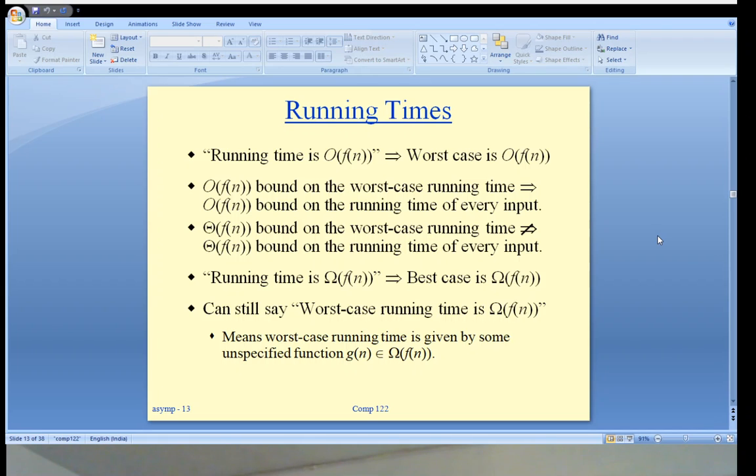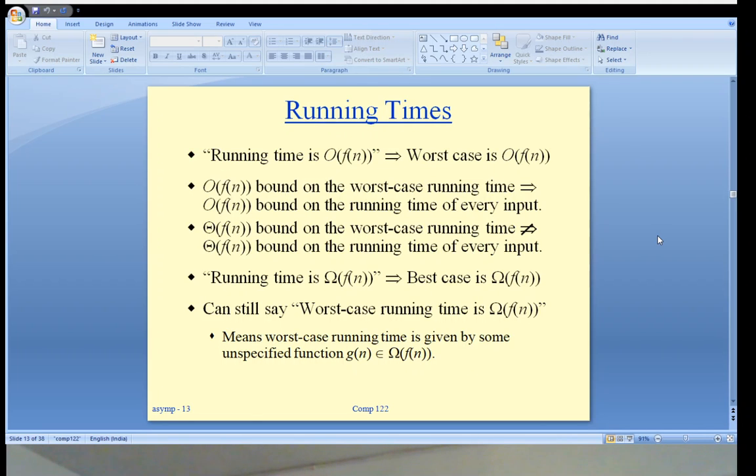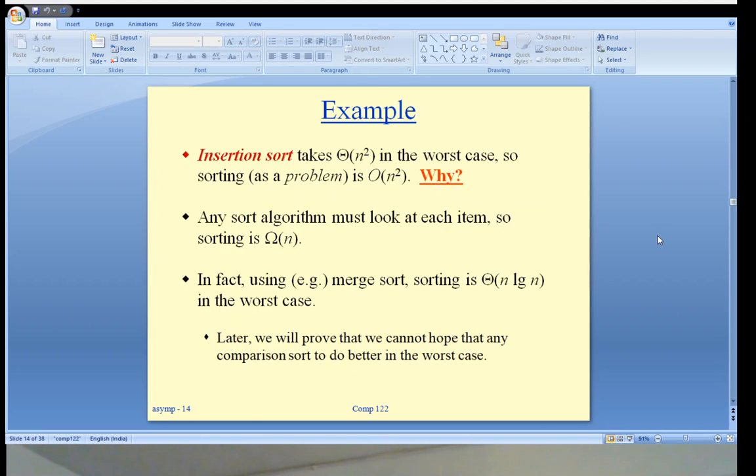So we can say that the case is as it is. For example, for insertion sort, the complexity is theta n square in the worst case. But there are some situations in which we can't say these things exactly, because any sorting algorithm must take at least some time. But in the best case, it is omega n, meaning the best case. And in the average case, in fact, merge sort is theta n log n.